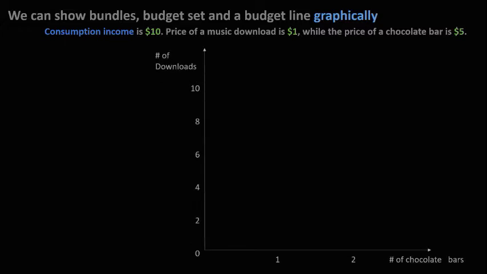So we can graph number of downloads on our y-axis and number of chocolate bars on our x-axis. And of course, these quantities are going to be dependent on our income and the price of each. So the bundle, again, is those possible combinations of the goods. We had some bundles from our previous table.